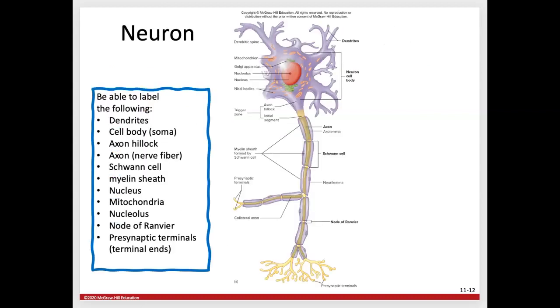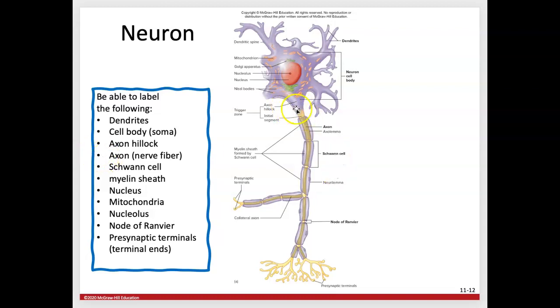Now, when you look at a picture of a neuron, I would expect you to be able to label the following. You can see here, this main part is the cell body. Within that cell body, we have the nucleus, and the little dot in the nucleus is the nucleolus. The spike-like, root-like things sticking off are the dendrites. And then as the branching happens, those are the dendritic spines.